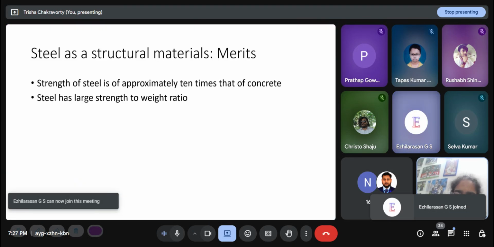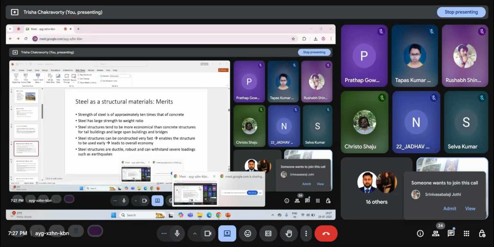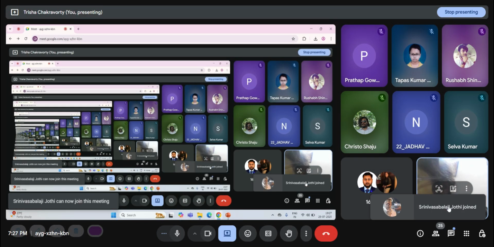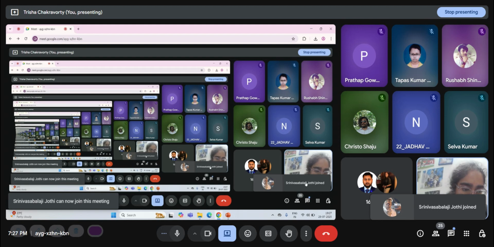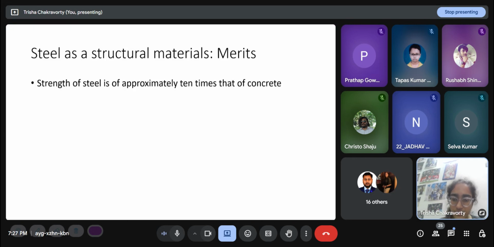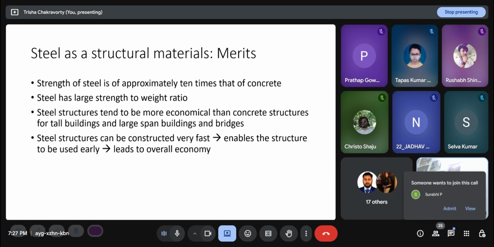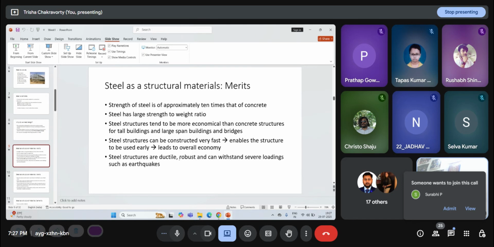And why steel structures can be constructed very fast has to do with the way we generally construct steel structures. As I said, in concrete structures we have to cast the concrete, and we pour the liquid concrete in the formwork, and it needs 28 days to attain its full strength. So if you cast it in stages, this 28 days, 28 days, all of these keep on accumulating and adding up.